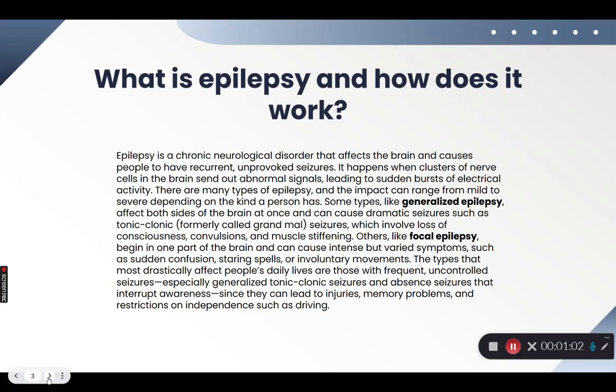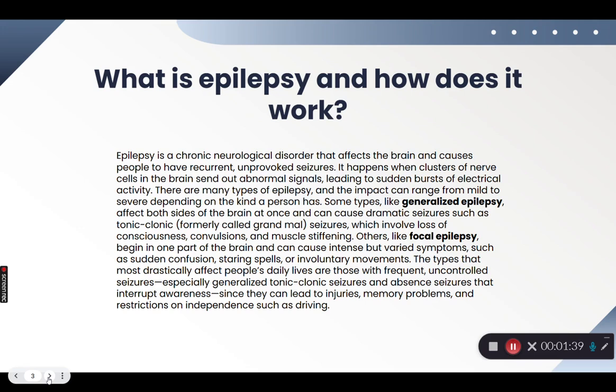So what is epilepsy and how does it work? Epilepsy is a chronic neurological disorder that affects the brain and causes people to have recurrent unprovoked seizures. It happens when clusters of nerve cells, such as synapses, in the brain send out abnormal signals, leading to sudden bursts of electrical activity. Depending on the type of epilepsy, as seen in the paragraph, the impact can range from mild to severe, depending on what the person has. So this is very important in detecting what happens with a person when they have a seizure.